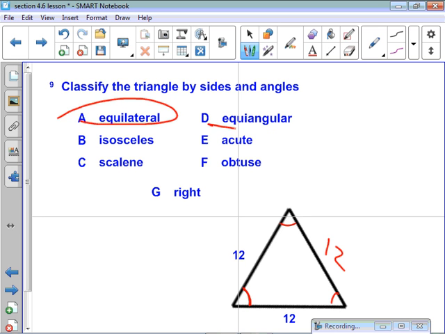I like that question because it's easy to say, okay, that's going to be isosceles, because I see I have two angles and two sides that are the same. But you always need to be careful about that. Okay.